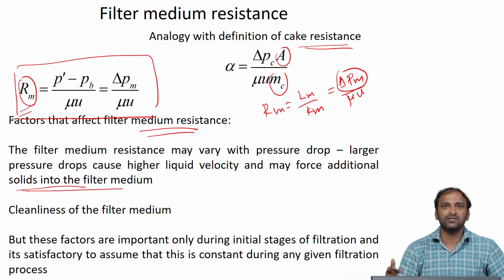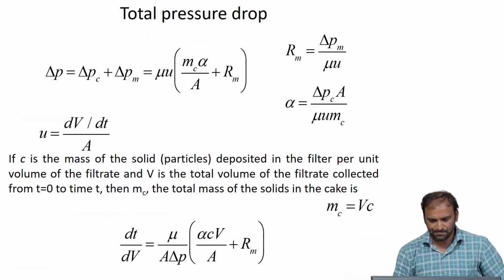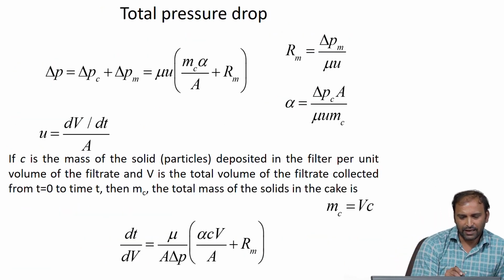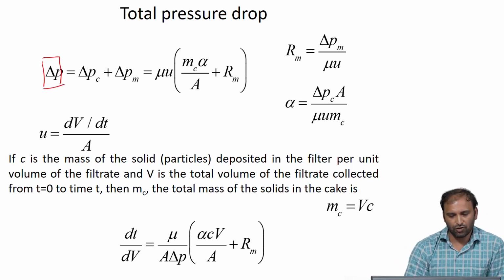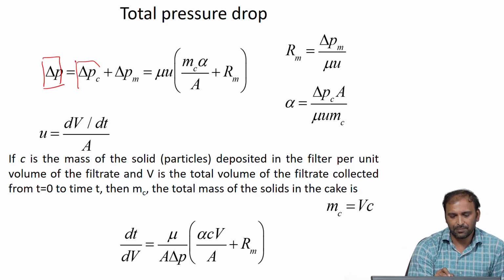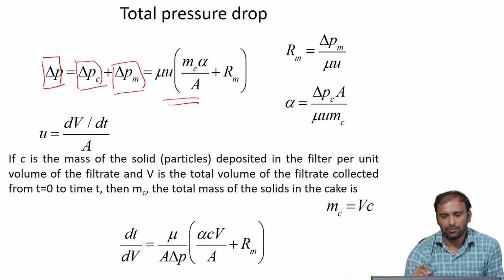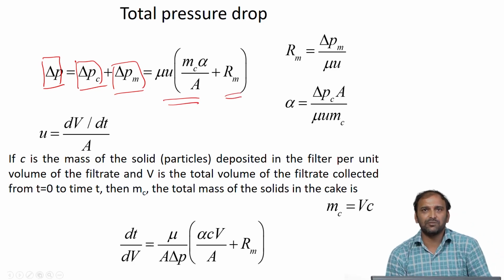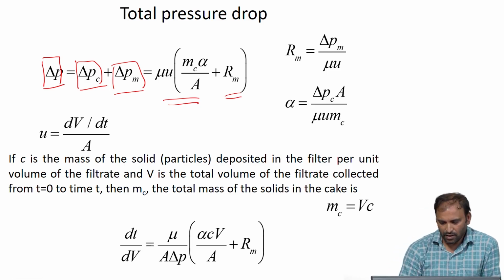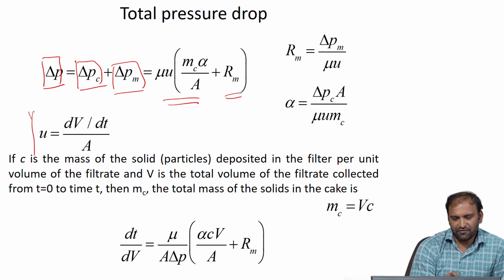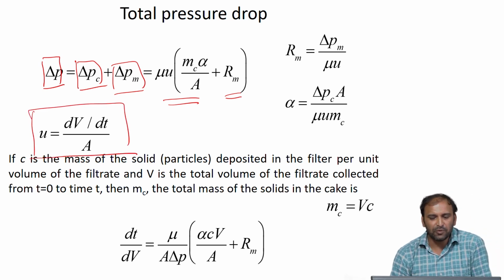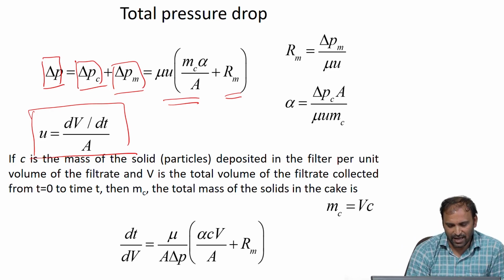However, delta Pc would vary during the course of filtration. Therefore I can write the total pressure drop, delta P, as delta Pc plus delta Pm: the contribution from the pressure drop because of the cake, and the contribution that comes because of the presence of the filter medium. Now we have defined u, the superficial velocity, as dV by dt divided by A.